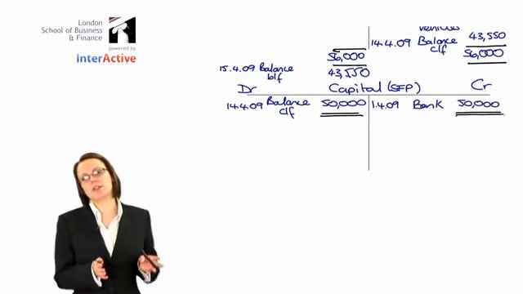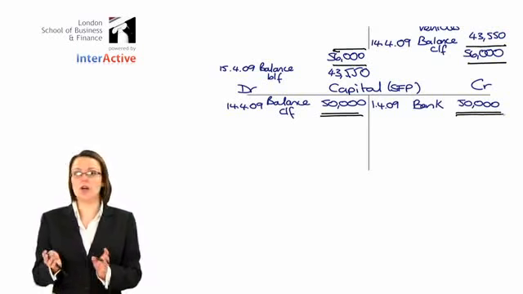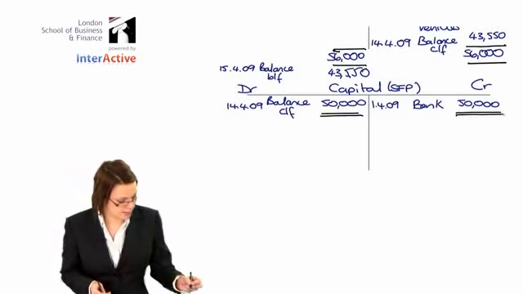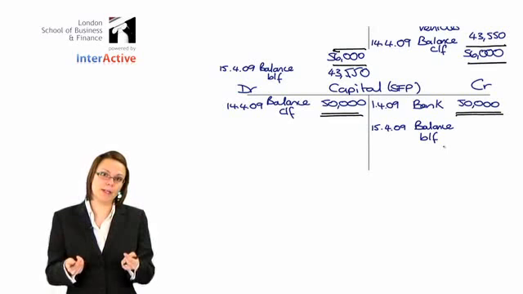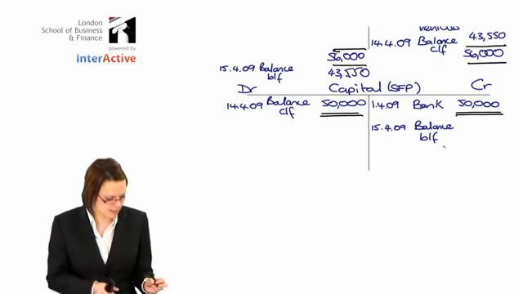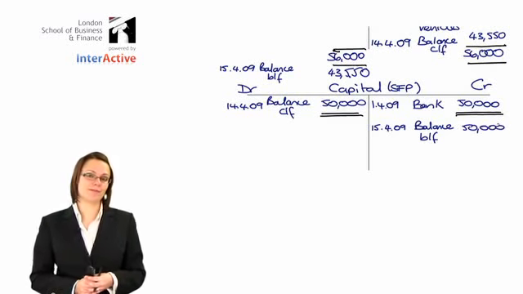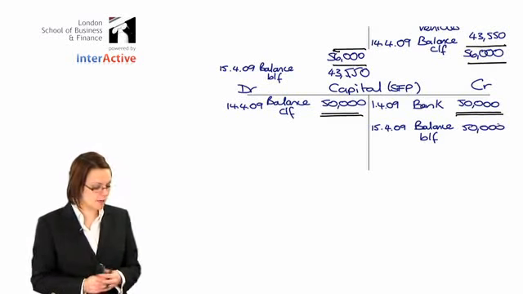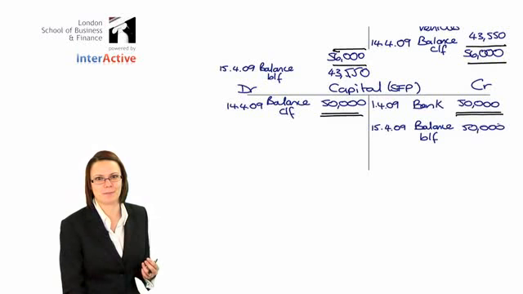So we're closing the balance on the debit side, which means we need to open the balance for the next accounting period on the opposite side, which would be the credit side. So, 15th of April 09, balance brought forward, our opening balance at the start of the next accounting period, $50,000. And there you go. If you only have one transaction, accounts are a lot simpler to balance in that respect.